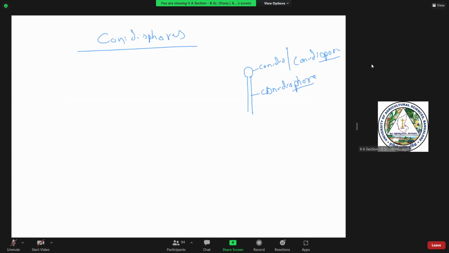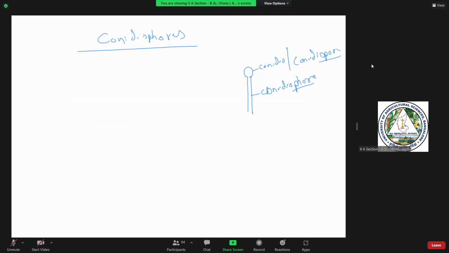And conidiophores. What are conidiophores? There are two different terms: conidiophore and conidiospore. This is the conidia or conidiospore, S-P-O-R-E, whereas this is a conidiophore, P-H-O-R-E. When I'm spelling out, please make corrections.